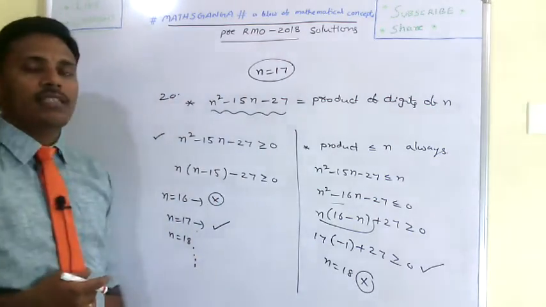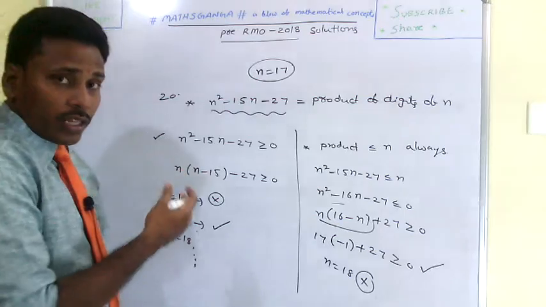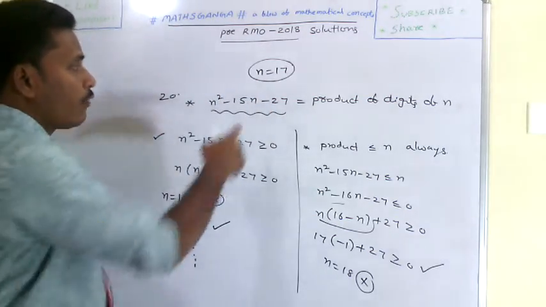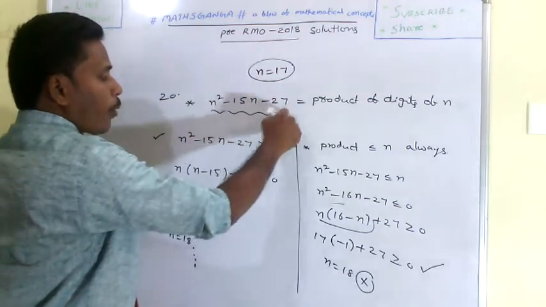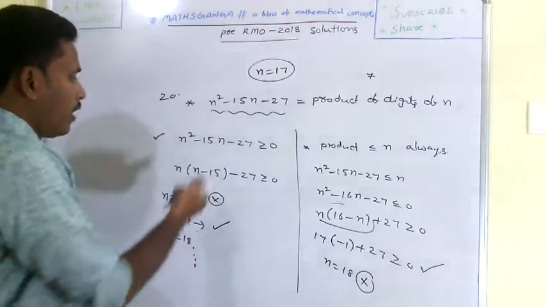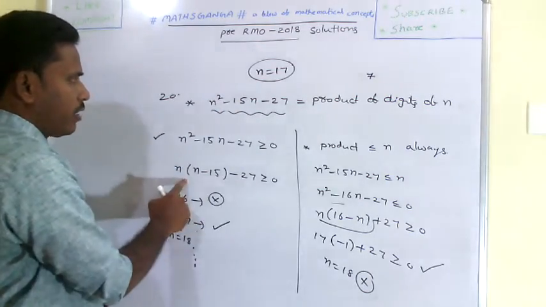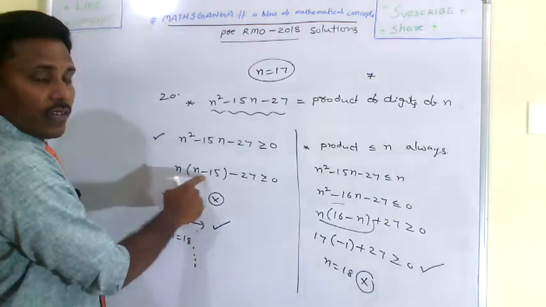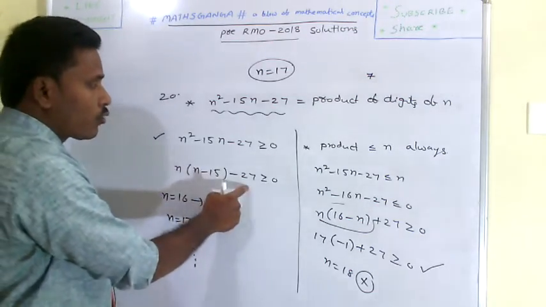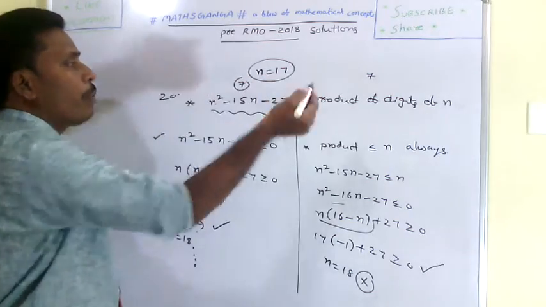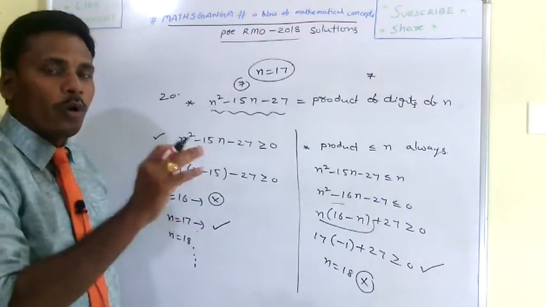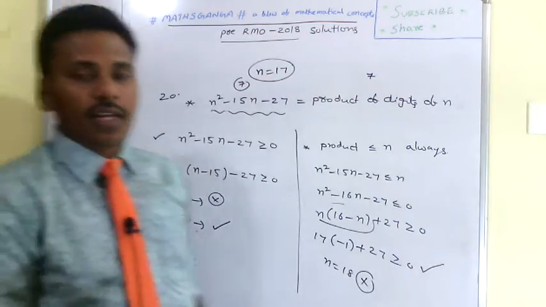No other possibility is there. See, check whether the situation is okay or not. If you replace n with 17, what is happening? The product of the digits is 7 on the right side, and on the left side, if you replace n with 17, this is the expression: 17 minus 15 is 2, 2 into 17 is 34, 34 minus 27 is 7 itself. Okay, the problem is okay. So the one and only possible value of n is 17, and your answer is 70 itself.